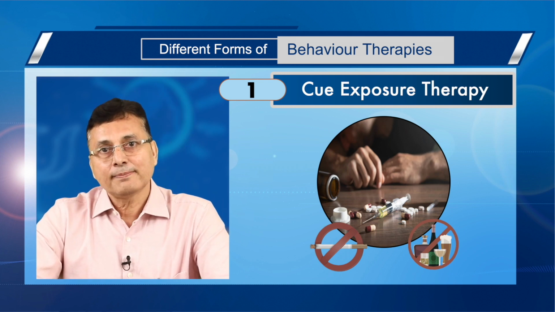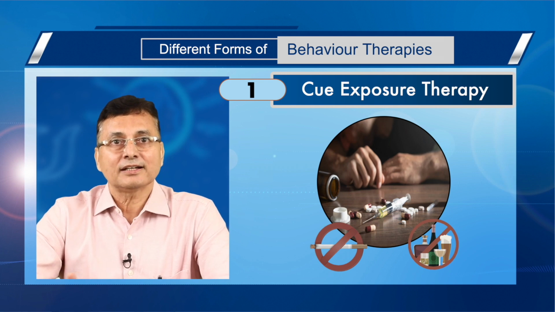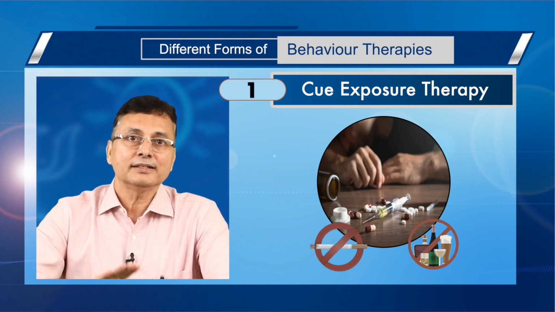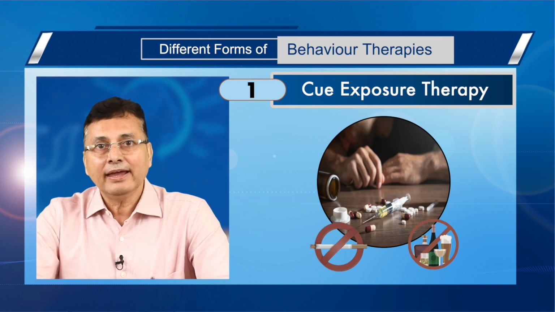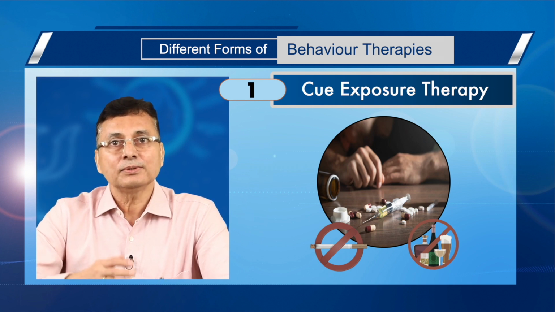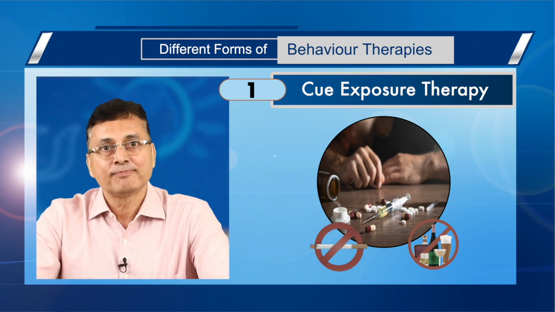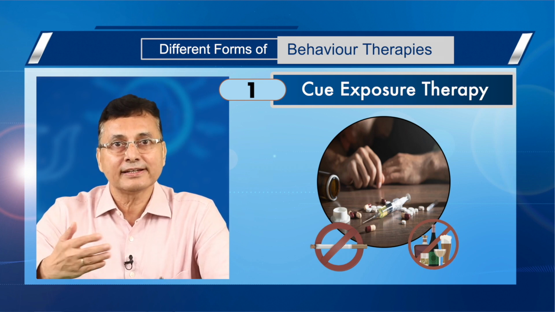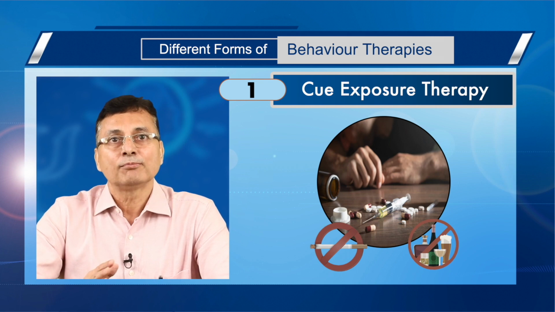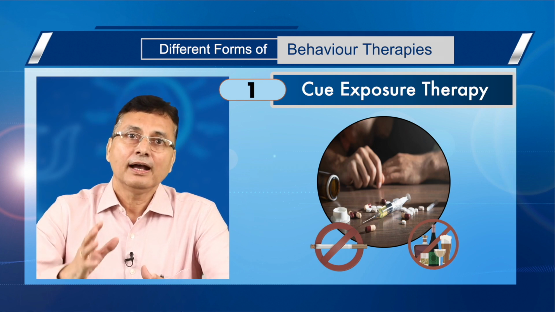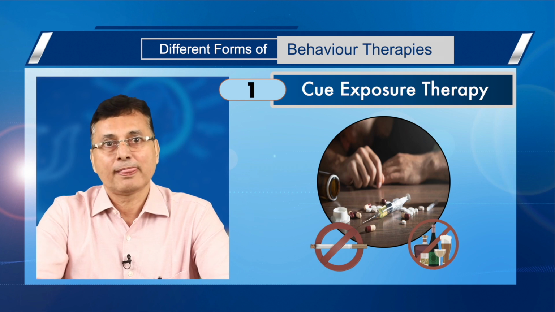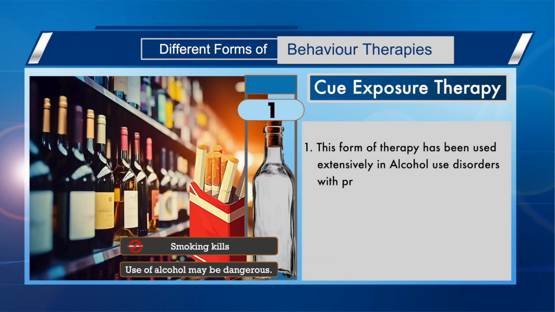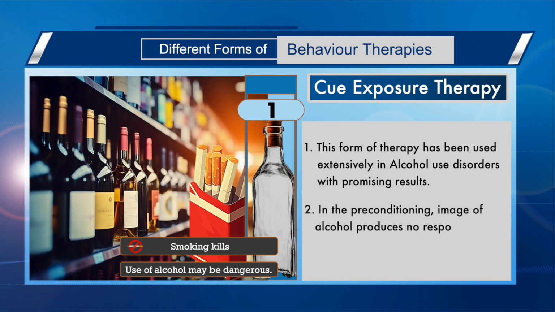In this therapy, a neutral stimulus gets associated with the unconditioned stimulus (US) and gets converted into a conditioned stimulus. So, the conditioned stimulus becomes capable of triggering conditioned responses by frequent pairing with the unconditioned stimulus. This form of therapy has been used extensively in alcohol use disorders with promising results.